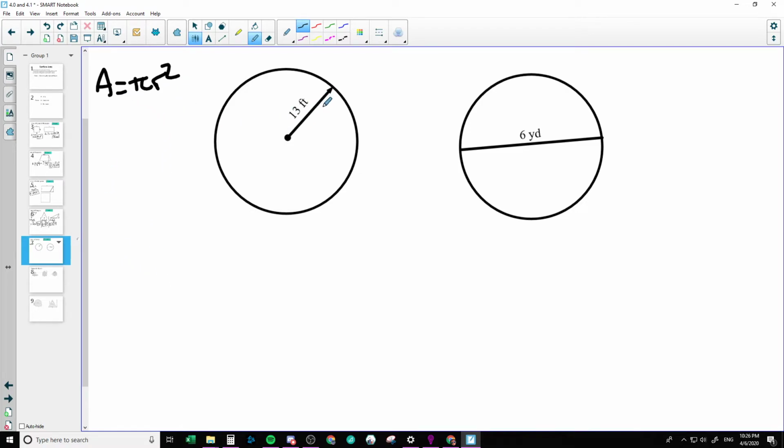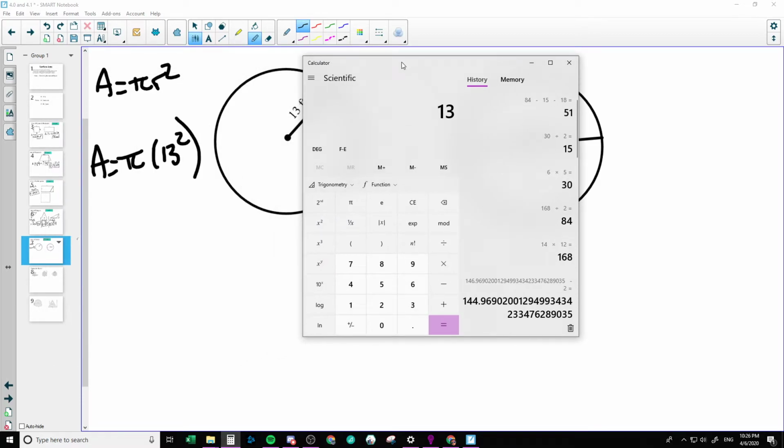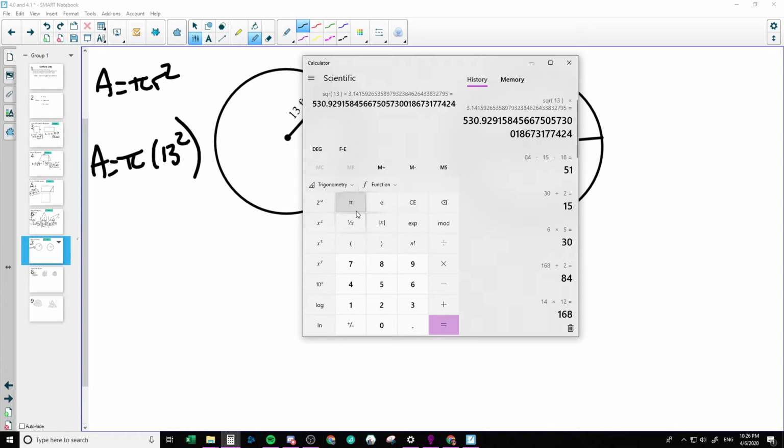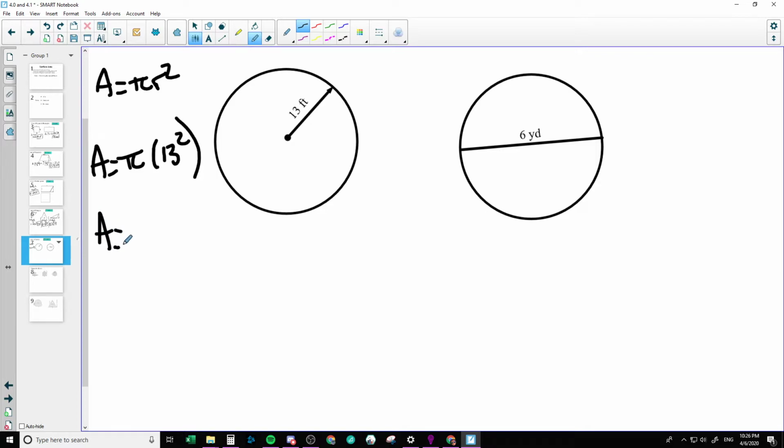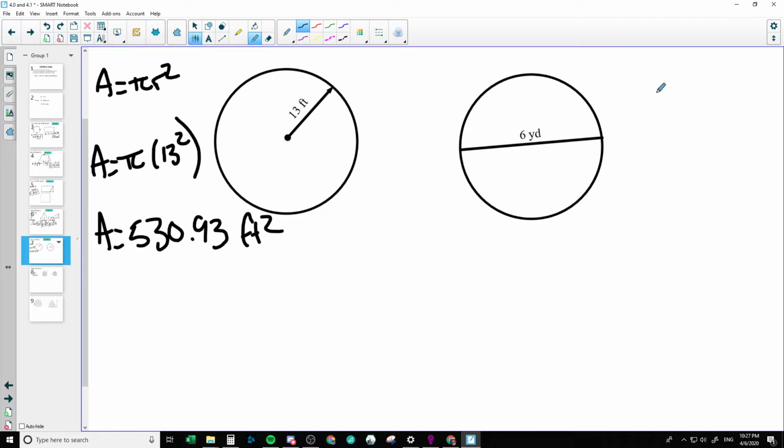This one's pretty simple. They've given us the radius. It's 13 feet. So area equals pi times 13 squared. So let's pull up our calculator, move this over to the side so we can still see it. So 13 squared, I like to do that first just because it's easier, and then we're going to times that by pi. Gives us 530.93 square feet. So area equals 530.93 square feet. Said that right, right? Yeah, 530.93 square feet.